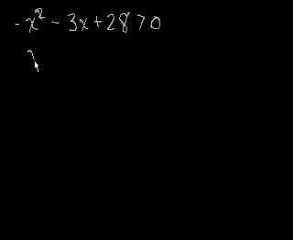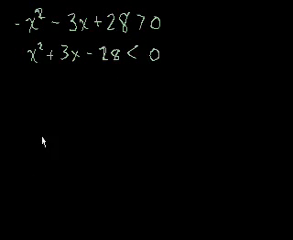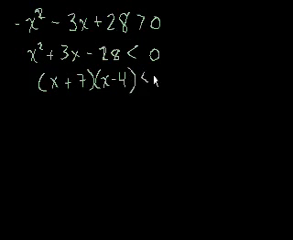both sides. I get x squared plus 3x minus 28. And when you multiply or divide by a negative with any inequality, you have to swap the sign. So this is now going to be less than 0. Right? And if we were to factor this, we get x plus 7 times x minus 4 is less than 0.